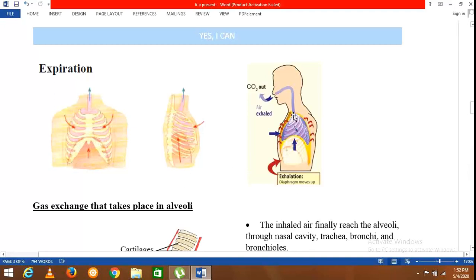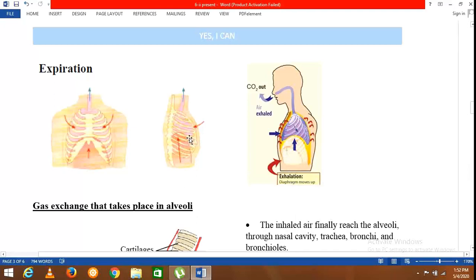Because of this, the volume of the thoracic cavity decreases. That means there is higher pressure inside than the external atmospheric pressure. Therefore, air is pushed outwards through the nasal cavity. That is the expiration or the exhalation.